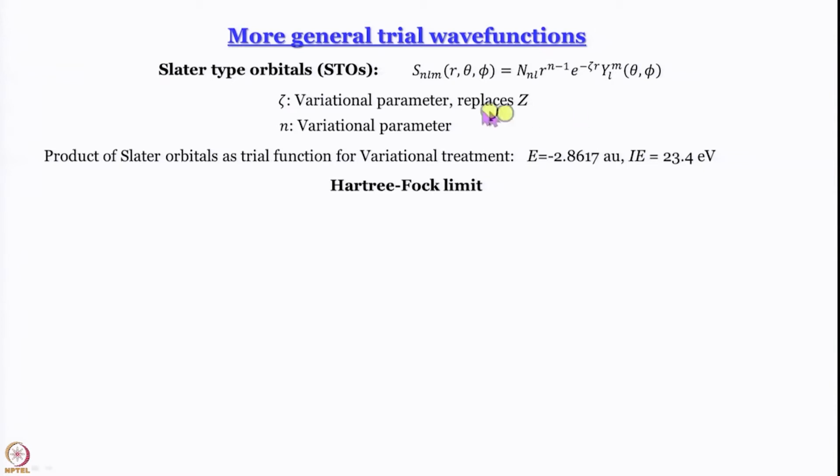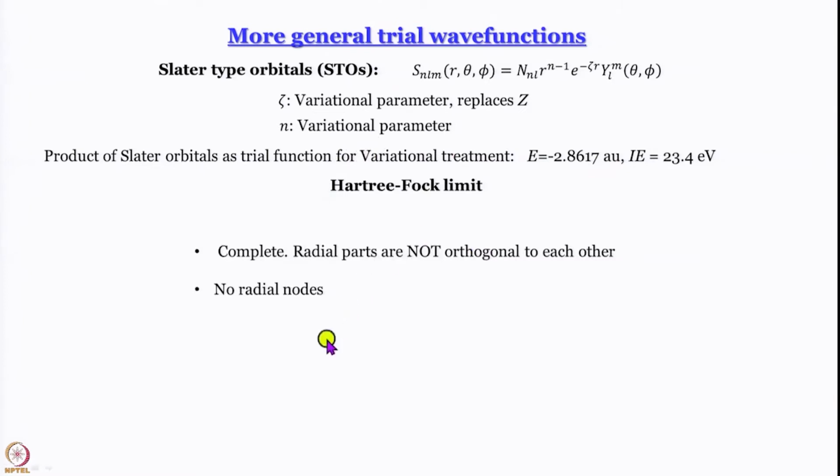Now, when we use this product of Slater orbitals as trial wave function for variational treatment, we get a value of E of minus 2.8617 atomic units and an ionization energy of 23.4 electron volts, which is called the Hartree-Fock limit.